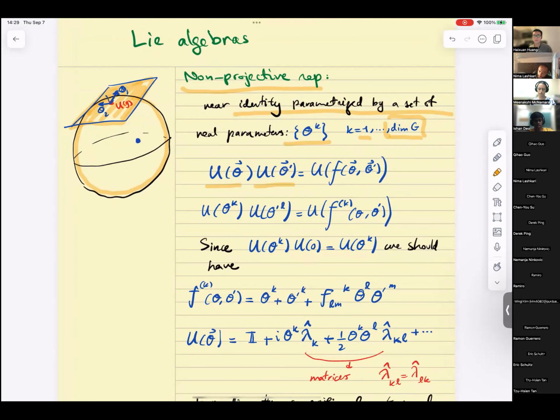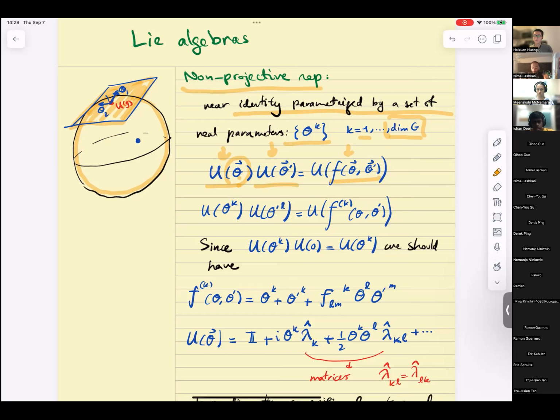So when I multiply two of these, I'm now talking about a general Lie group. For particular Lie groups and particular representations, I knew exactly what these are. For example, for rotation matrices, there was a map from theta to u of theta. I was multiplying these and getting some answer, then inverting the map to read off what this f of theta and theta prime is.